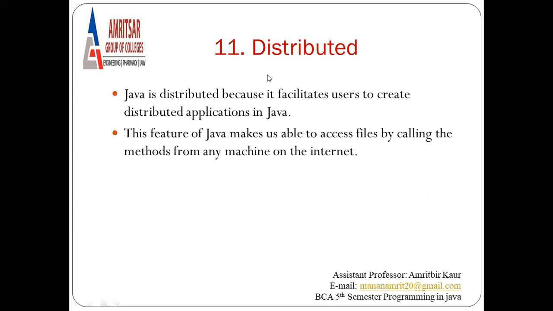Then the next feature is distributed. Distributed means at many locations. So Java is distributed because it facilitates users to create distributed applications in Java. This feature makes us able to access files by calling a method from one machine on the internet. Distributed means our files are placed on another system and we can use them through function calls over the internet.